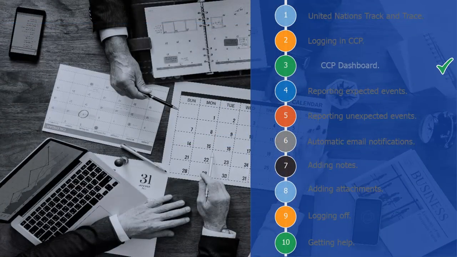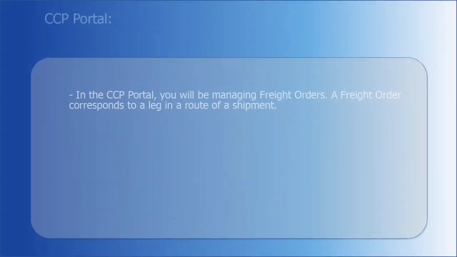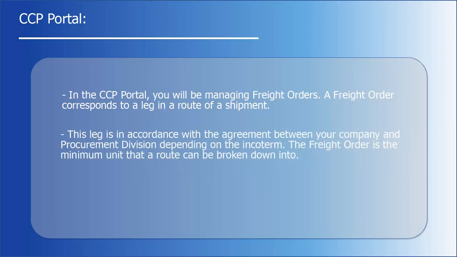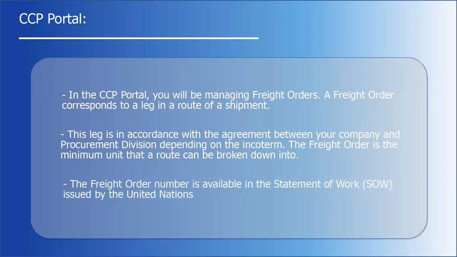The Carrier Collaboration Portal Dashboard or CCP Dashboard. In the CCP portal, you will be managing freight orders. A freight order corresponds to a leg in a route of a shipment. This leg is in accordance with the agreement between your company and the Procurement Division, depending on the Incoterm. The freight order is the minimum unit that a route can be broken down into. The freight order number is available in the Statement of Work, known as SOW, issued by the United Nations.